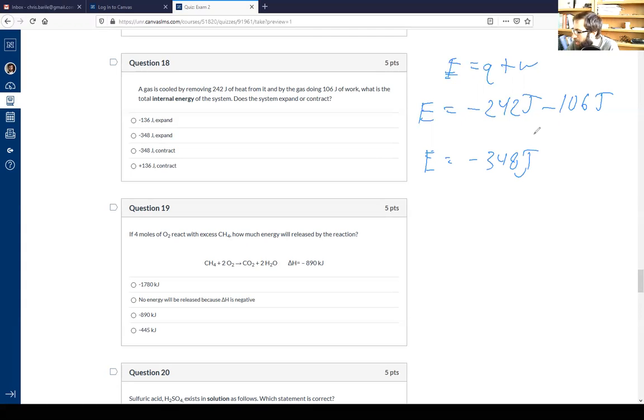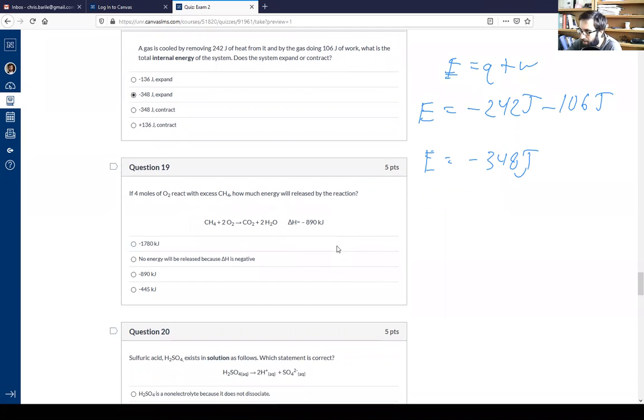And then the question becomes, is this an expansion or a contraction? And we just said that it's expanding because the gas is pushing out on the surroundings. It's losing work. It's working on the surroundings, i.e. the system is losing work, negative.